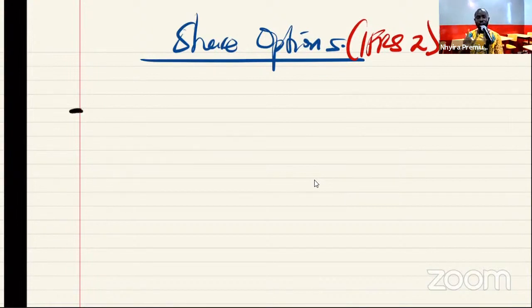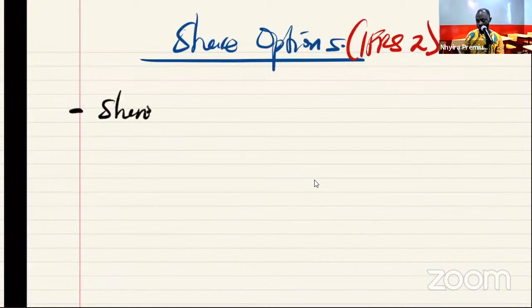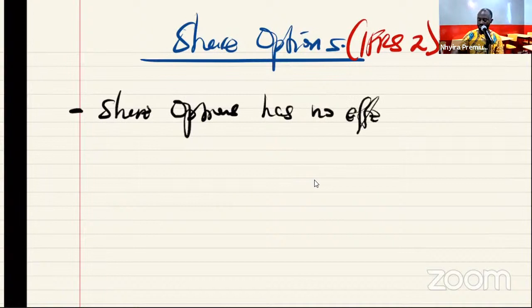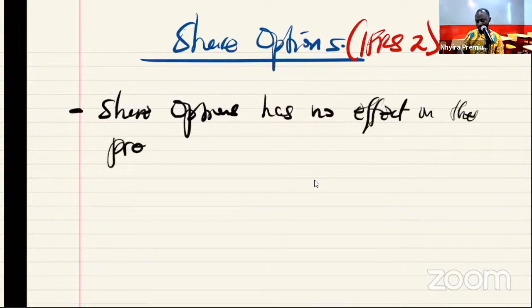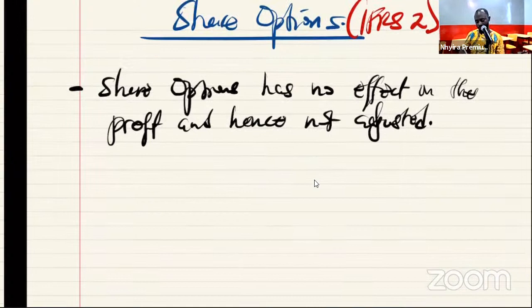So number one, share options have no effect on the profits. For that reason, we don't adjust the profits like we adjust in the convertible loan notes. So share options have no effect on the profit, and hence it is not adjusted. So we don't adjust the profit. However, we need to calculate the WANS.